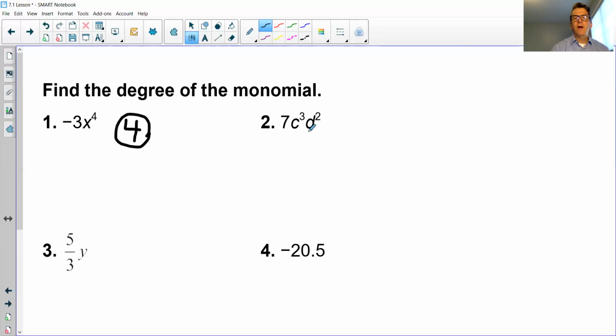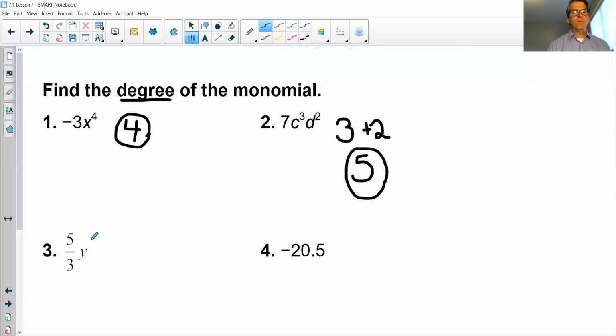Number 2, you have 7 c to the 3rd times d to the 2nd. If you're calculating the degree here, you take the exponent of the c, which is 3, and add it to the exponent of d, which is 2. That's 5. So your degree for number 2 is 5. 3 plus 2. Number 3, 5/3 times y. If we're calculating the degree here, this would be y to the 1. So this would have a degree of 1.